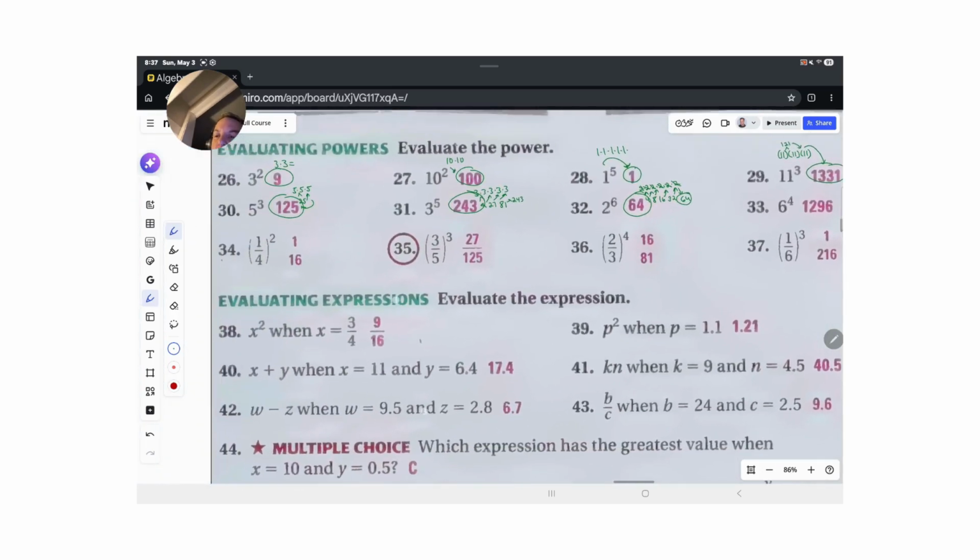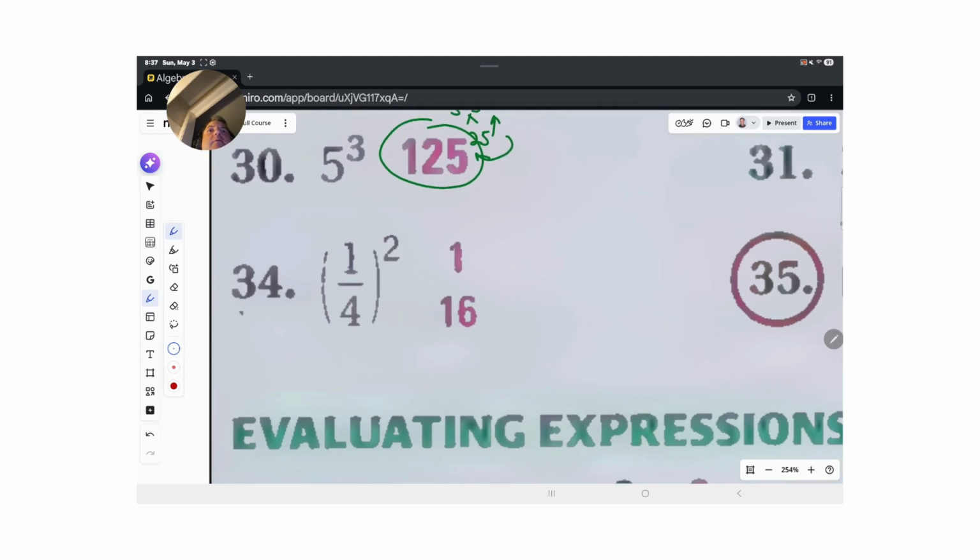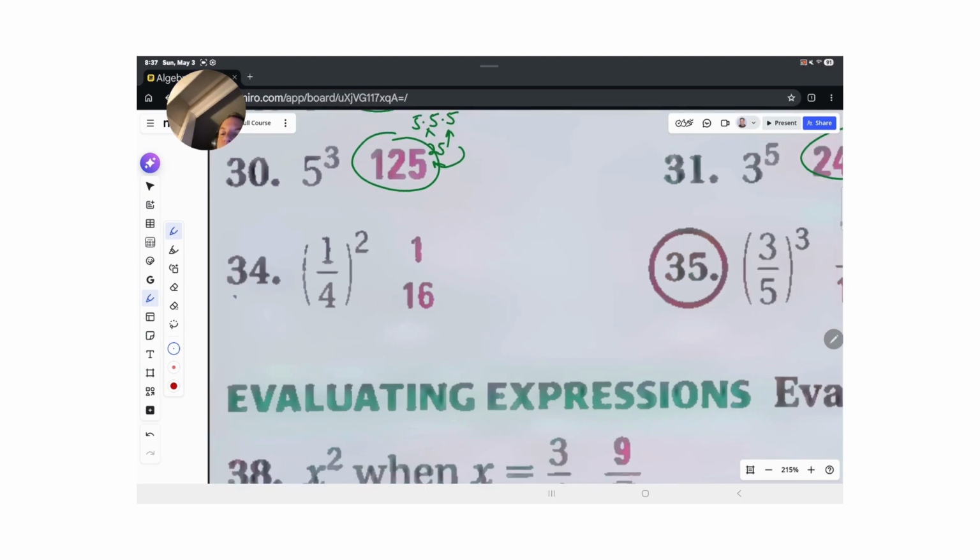All right, let's skip over to our fractions now. 1/4 squared, or 1/4 to the second power here for problem 34. Let's practice multiplying our fractions out. 1/4 times 1/4 gets us to 1. 4 times 4 is 16, 1/16.